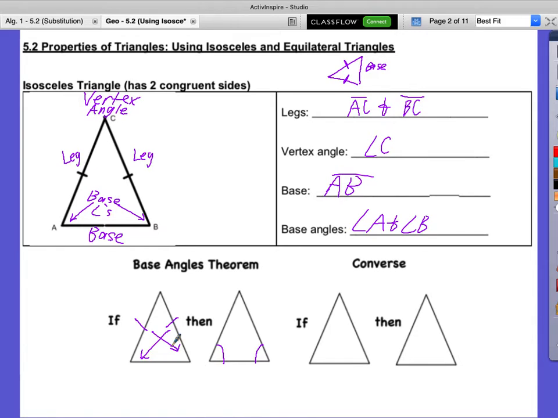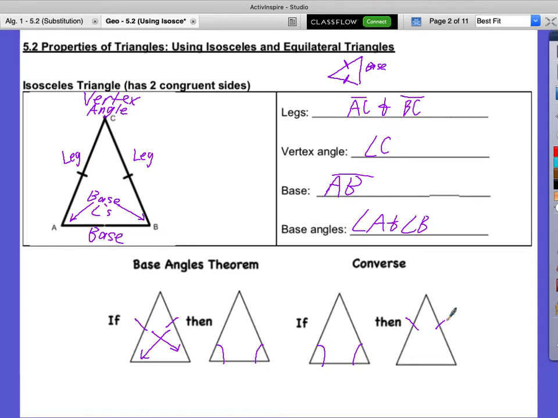Converse, what's it mean for the converse? We talked about that idea a lot. Flipping them, switching the order. So the first part is second, and the second part is first. So what do I think my first picture is going to be here? The base angles being congruent. And then what do you think is going to be true in the second part? Those legs being congruent. Very good.